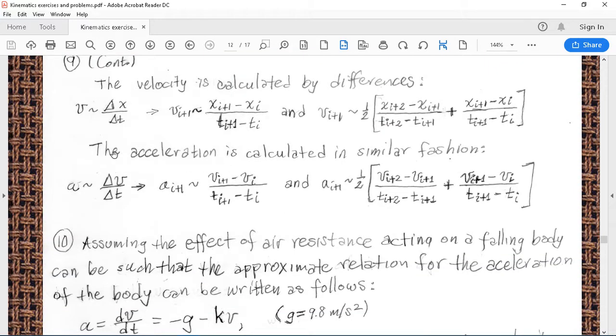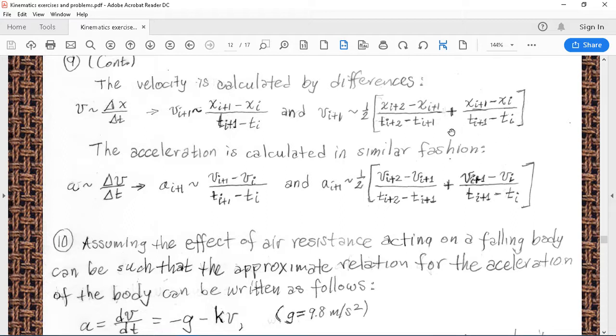For the acceleration we have similar formulas. a is approximately equal to delta v over delta t, that is a(i+1) is approximately equal to v(i+1) minus v(i) over t(i+1) minus t(i), or equal to 1/2 of the sum of the ratios v(i+2) minus v(i+1) over t(i+2) minus t(i+1) and v(i+1) minus v(i) over t(i+1) minus t(i).